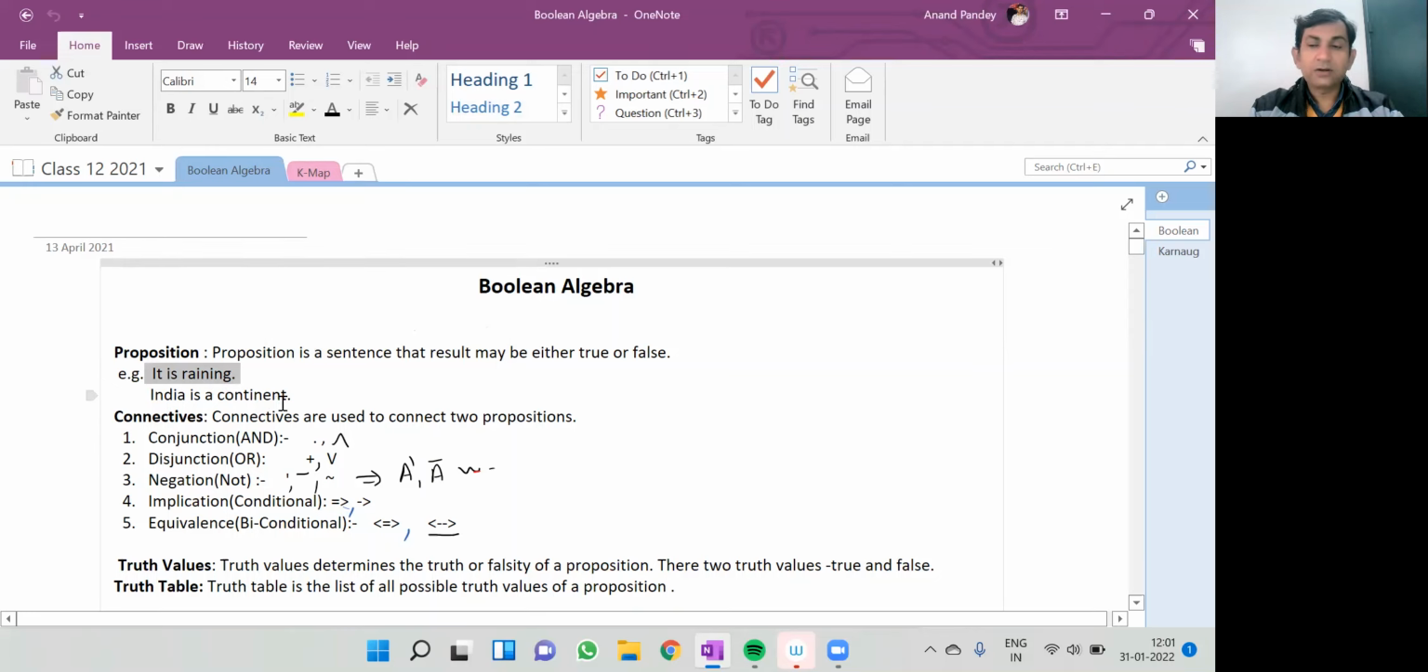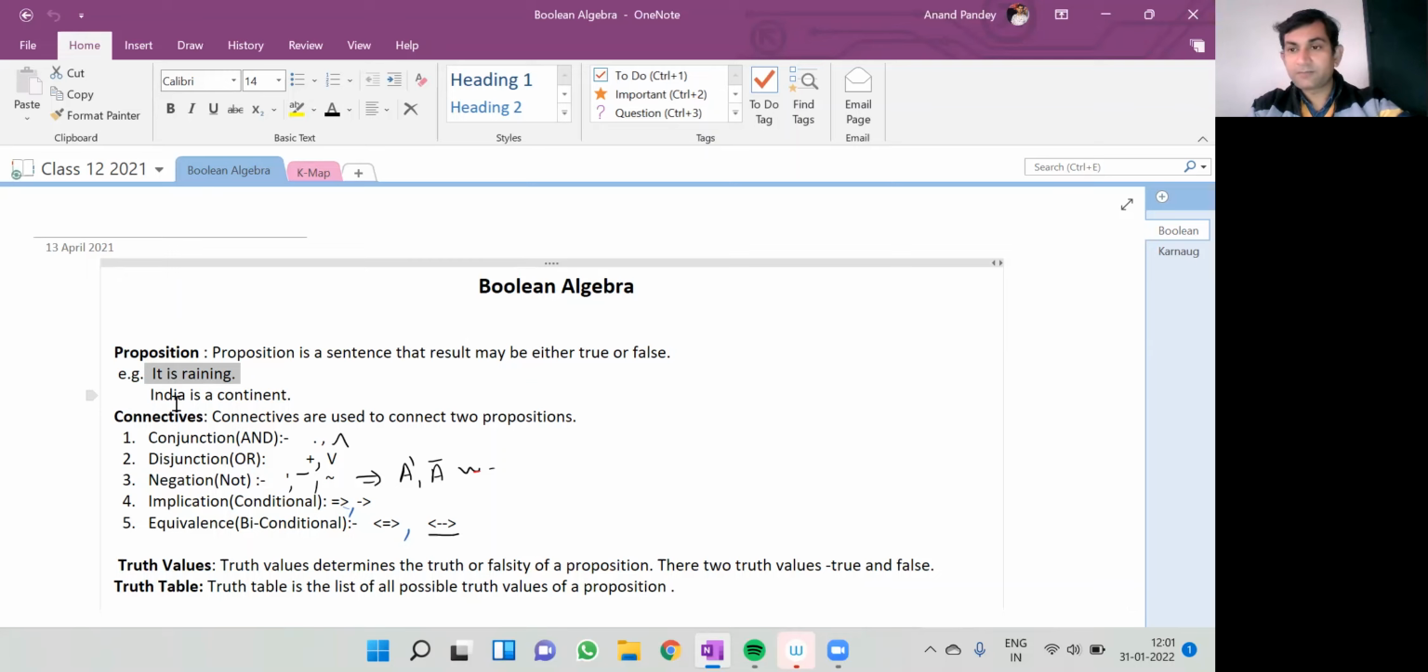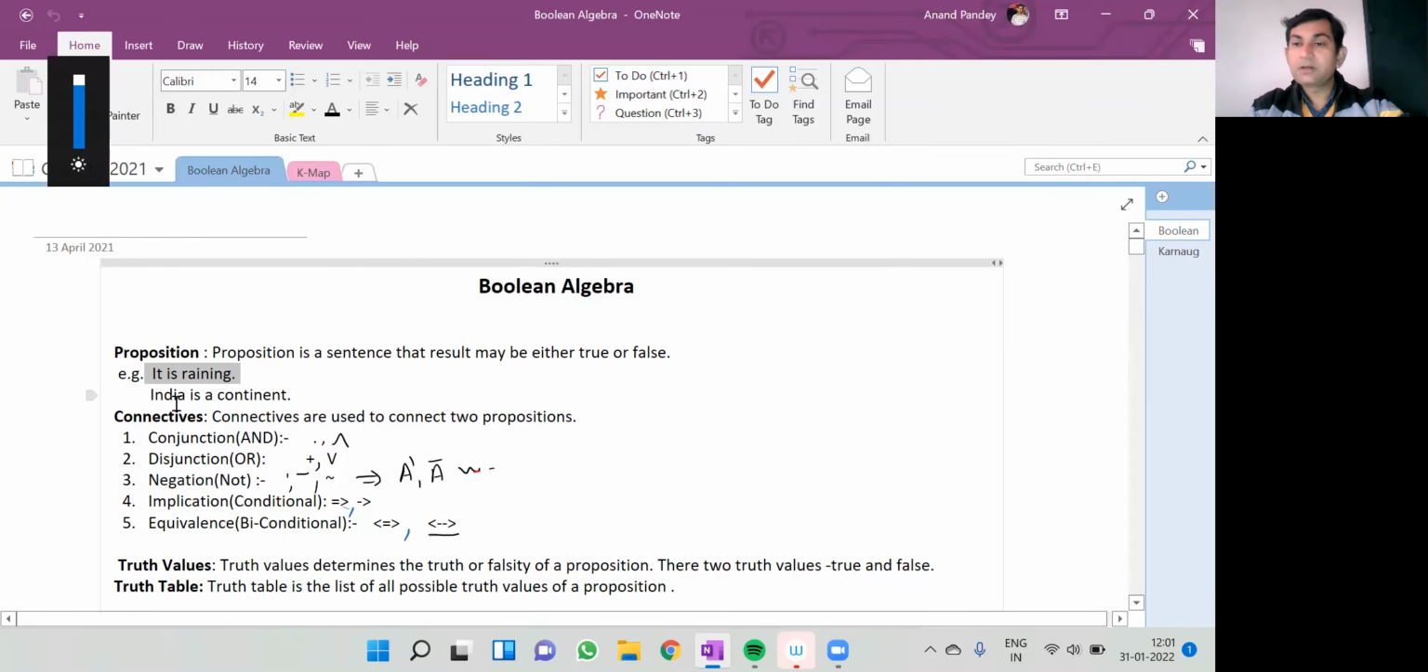Another example is India is a continent. This is false. A statement whose result is either true or false is called a proposition. Simple. Say one more statement, how are you? The result of this statement will never be true or false. It will be something else. So this sentence is not a proposition. Propositions are statements whose result will be either true or false only, nothing else. So this is all about proposition.